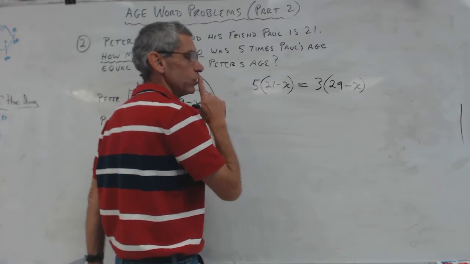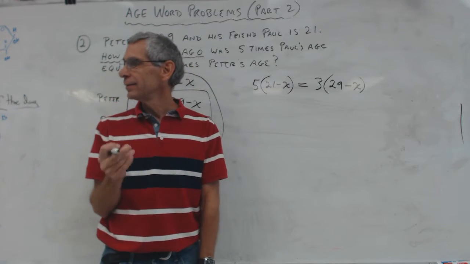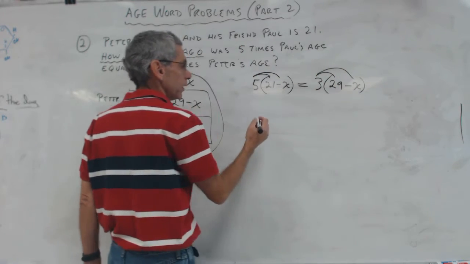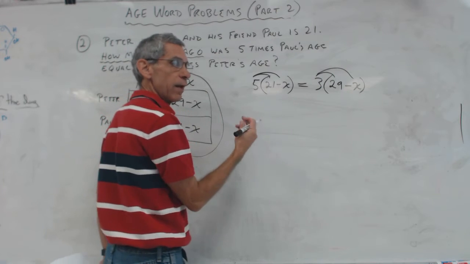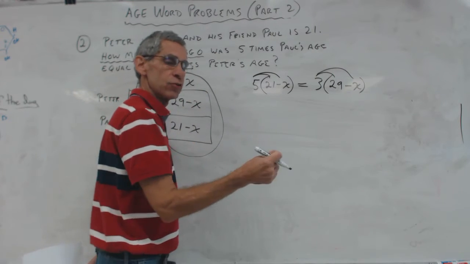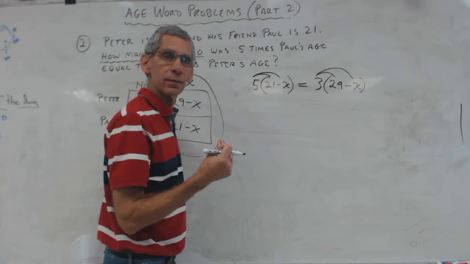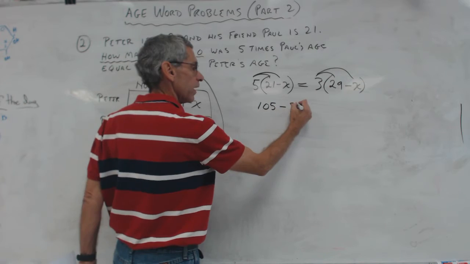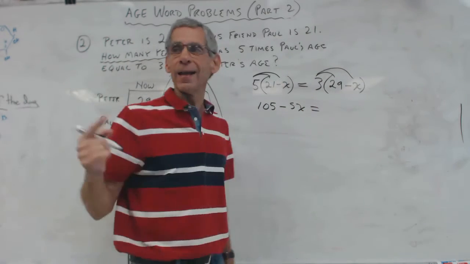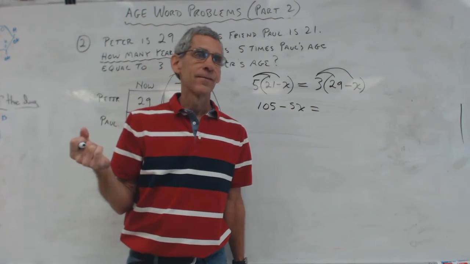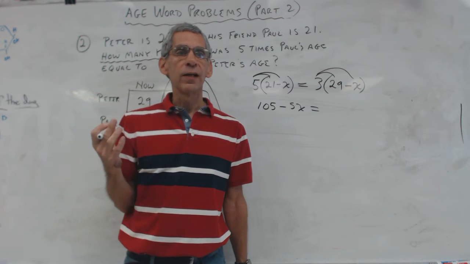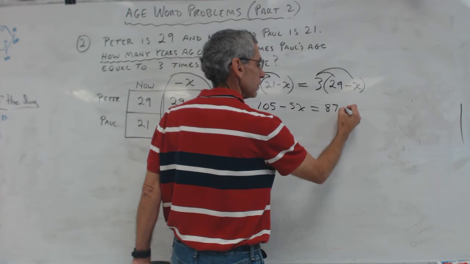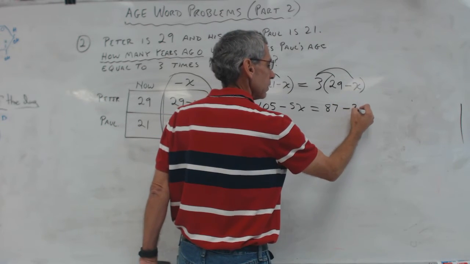So now, oh shoot, what's the name of that property? I forgot. Distributive property. Okay, so I'm going to do my distributive property. 5 times 21 is 105. Thank God for mathematicians. 105 minus 5x is equal to 3 times 29. 3 times 29 is 87. Okay, now guys, 87.